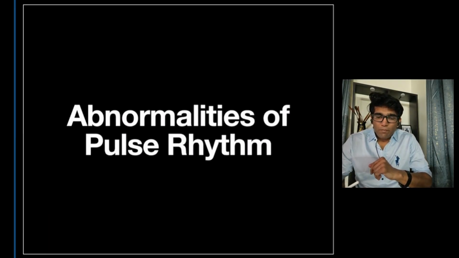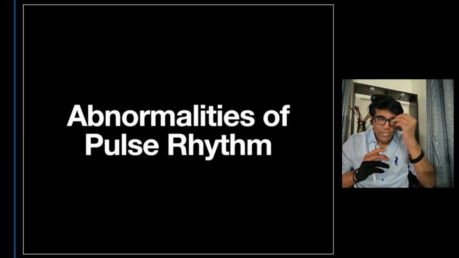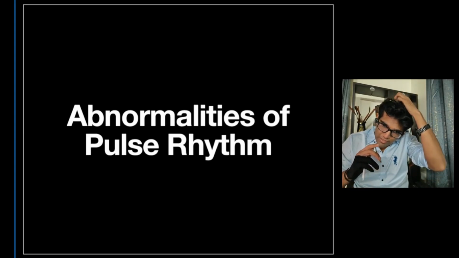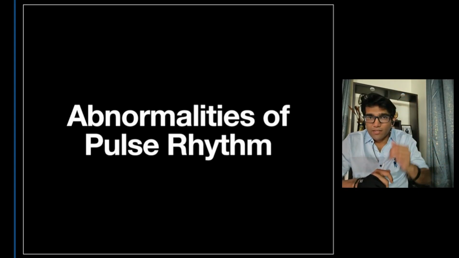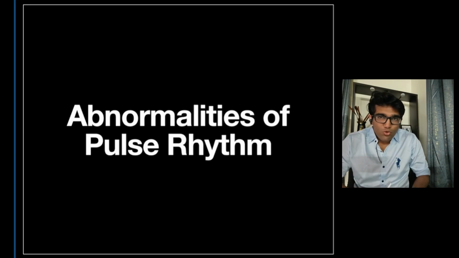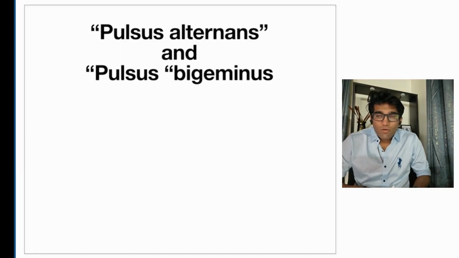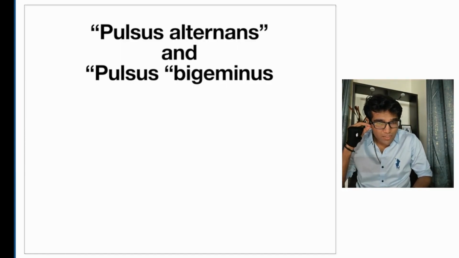Okay. Now coming to abnormalities of pulse rhythm. Actually, all tachyarrhythmias and bradyarrhythmias are technically abnormalities of pulse rhythm. To analyze them, we need to go into a detailed analysis of tachy and bradyarrhythmias, which is beyond the scope of the present lecture. We'll come to that in a later series. However, there are two abnormalities that are named, so I want to cover them here: pulsus alternans and pulsus bigeminus.